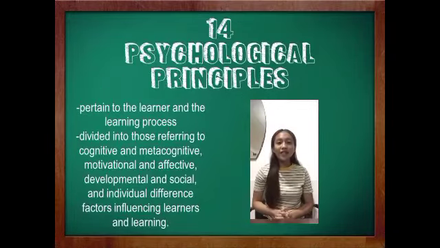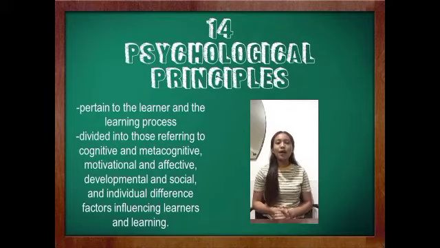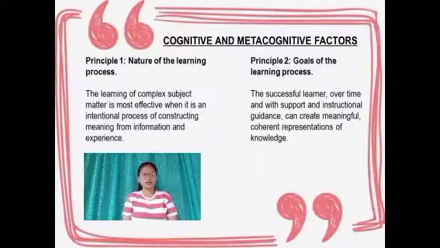So there are 14 learner-centered psychological principles, and they are divided into 4 factors influencing learners and learning. First is cognitive and metacognitive. The second is motivational and affective factors, then developmental and social factors, and individual differences factors.